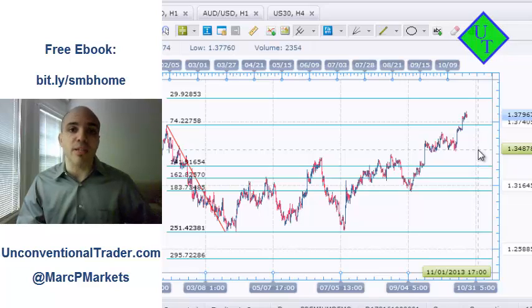So I just wanted to give you a little taste of how I gather perspective in these currencies. You can also use this for stocks and other futures contracts as well.